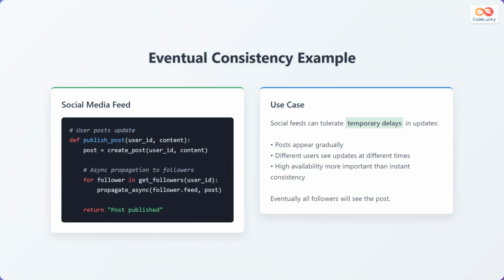Let's look at an example of eventual consistency using a social media feed. In the function publish post, the user ID and content are passed as arguments. A post is created with the user ID and content. Then, an asynchronous propagation to followers occurs. For each follower in the user's follower list, the post is asynchronously propagated to their feed. Finally, a post-published message is returned.